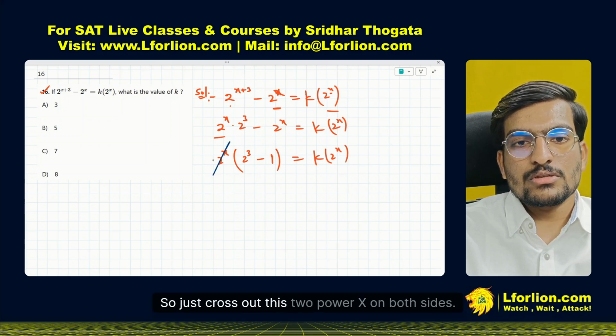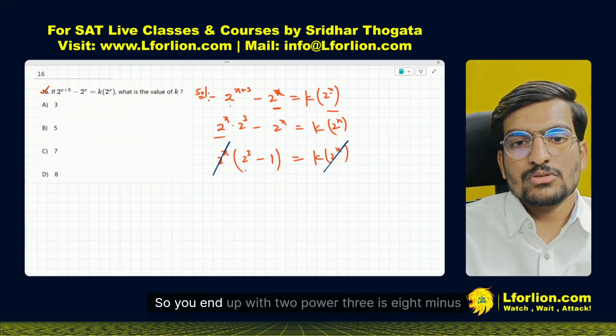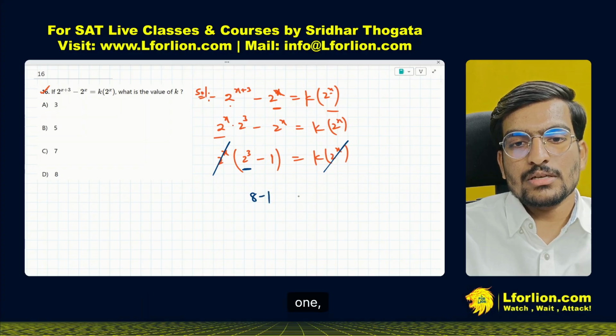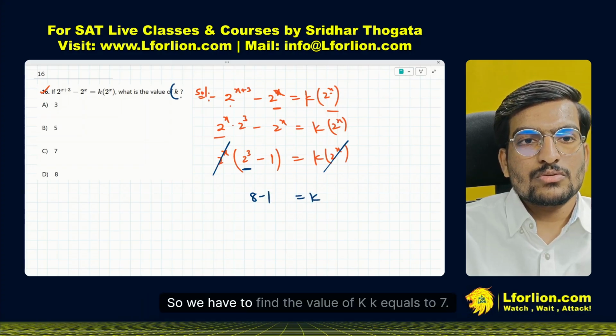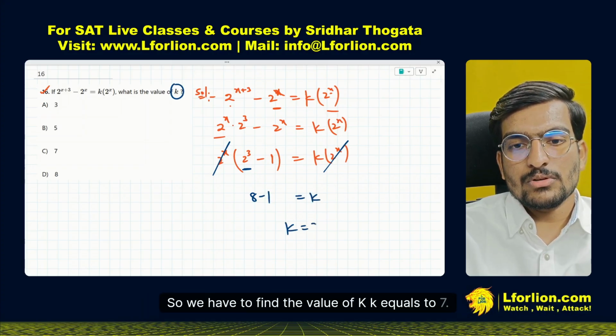So just cross out this 2 power x on both sides. So you end up with 2 power 3, which is 8, minus 1, which equals k. So we have to find the value of k. k equals 7. Done.